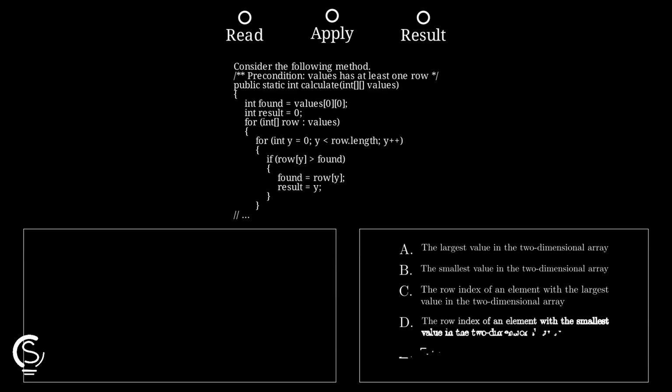First, look at how the code initializes the variables found and result. It starts by setting found to the very first element and result to 0 before the loops begin.